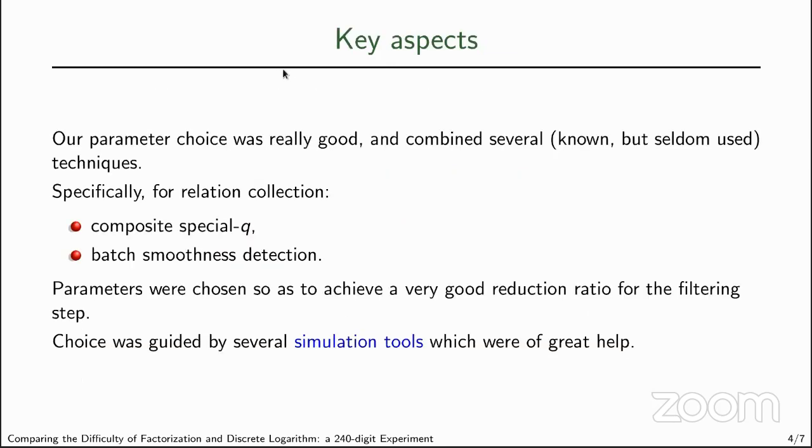So for sieving or relation collection, there's a difficult art, which is the art of choosing parameters. And we were pretty proud that our parameter choice was really good for these computations. And we combined several techniques. Many of them were known already, but have seldom been used for records. Specifically, I'm thinking of what we call composite special-q's, and also batch smoothness detection, both of which played an important role in the computation.